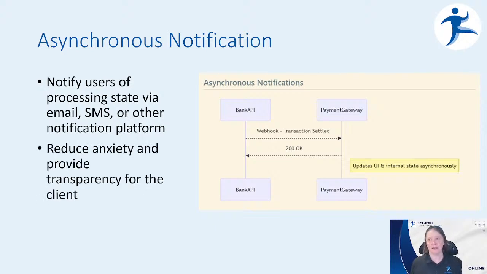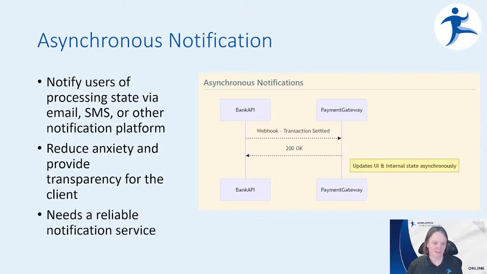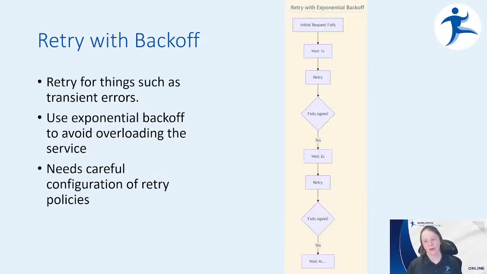Even if it's, you know what, I'm going to notify them in my shopping cart that, hey, by the way, your order is being processed and it's at this state. But again, reduce the anxiety and be clear with your clients. And using reliable notification services helps too. Retrying with backoff is, again, another thing. It's exponential backoff. There are tools out there that make it easy for you.